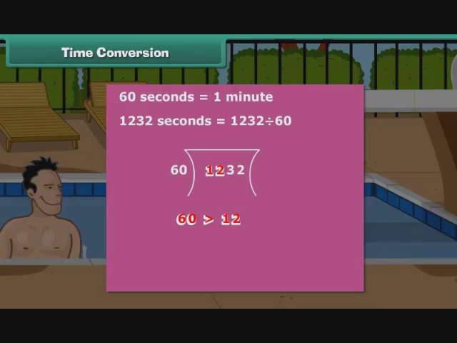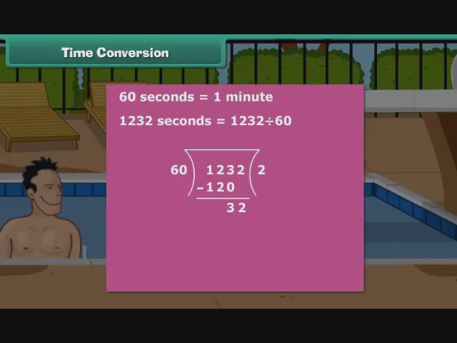12 is too small to hold 60. Now consider the first 3 digits together, 1, 2, 3. 123 is big enough to hold 2 times 60, that is 120. Therefore, write 2 on the right and 120 beneath 123. Subtract and write the difference 3 below. Bring 2 down. The new number formed is 32.